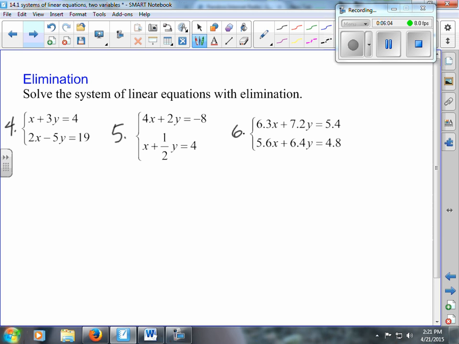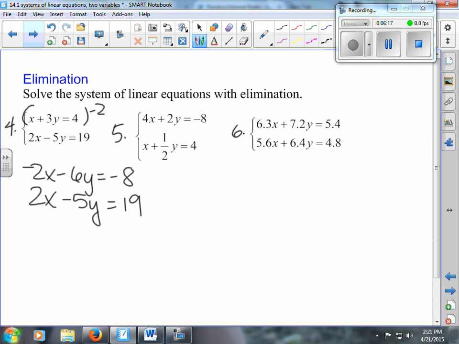I'm going to multiply this first equation by -2, and that gives me -2x minus 6y equals -8. I'm going to do nothing to the second equation. Okay, so why am I doing the things I'm doing? Well, now if I add these 2 lines together, these x's will cancel, and I've eliminated the variable x. And I get y equals -1.